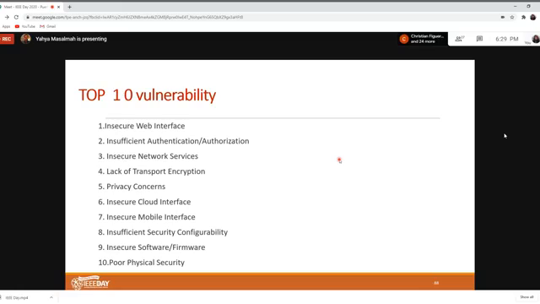By the way, just one more thing to mention and I will stop here. The top 10 vulnerabilities are: insecure web interfaces, and all of our applications or most of our applications are web interface based. Insufficient authentication or authorization. If you log into your system, now there is two-factor authentication just to minimize the attacks. Insecure network services, lack of transport encryption, privacy concerns, insecure cloud interface, insecure mobile interface, insufficient security configurability, insecure software or firmware, and physical security. Not only will you be attacked by writing code or injecting an SQL query. No, no, no. Sometimes you will be attacked physically if you have accessible servers and you don't have a protocol for access.